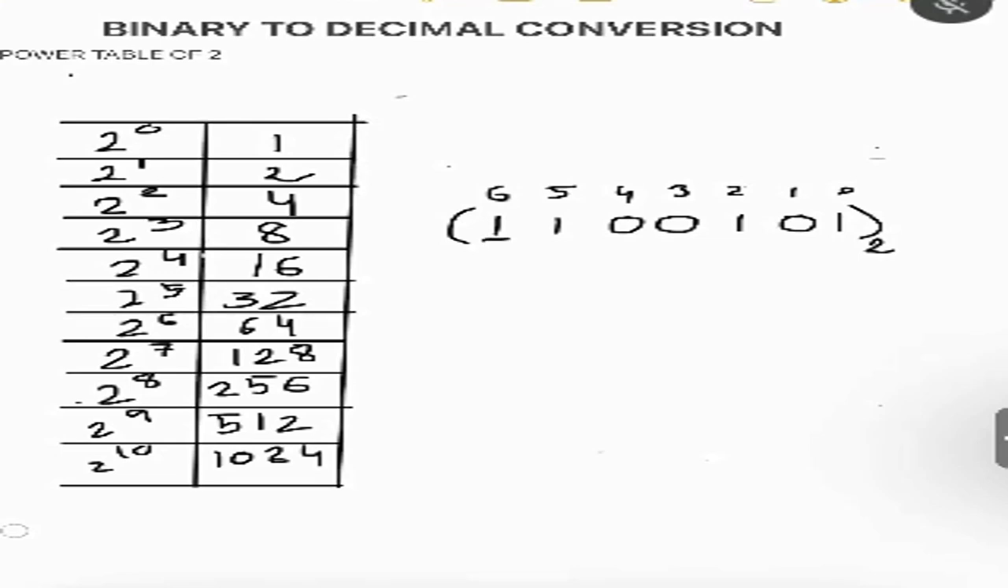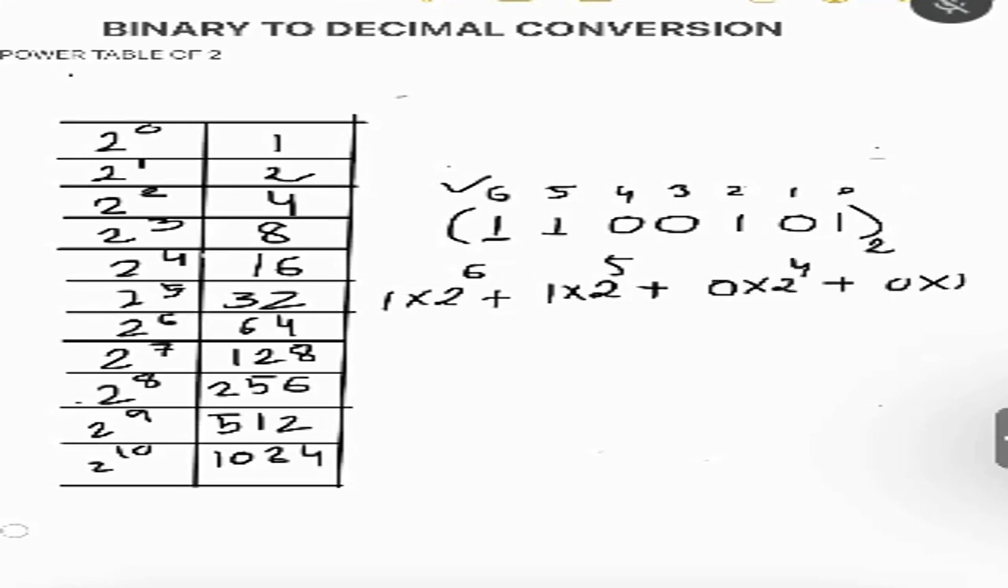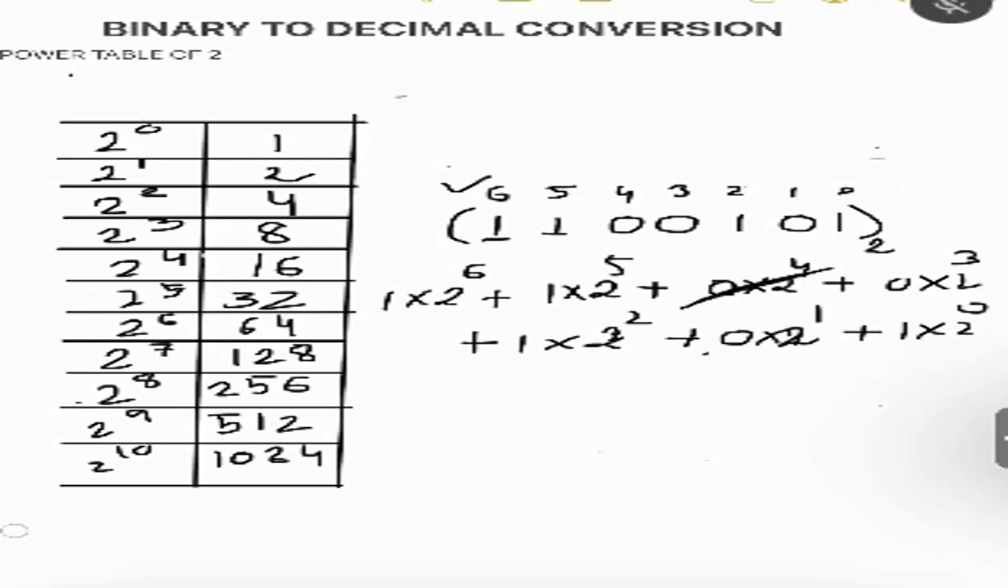The leftmost digit is 1 into 2 to the power 6, plus 1 into 2 to the power 5, plus 0 into 2 to the power 4, plus 0 into 2 to the power 3, plus 1 into 2 to the power 2, plus 0 into 2 to the power 1, plus 1 into 2 to the power 0. So we will ignore the terms that are multiplied by 0. Then what are we getting?